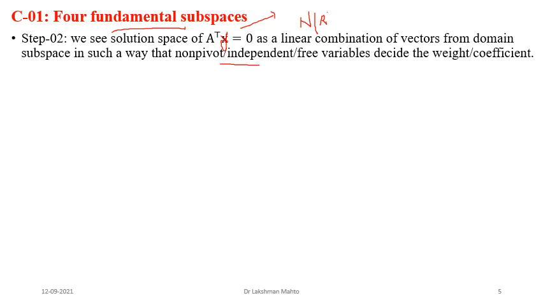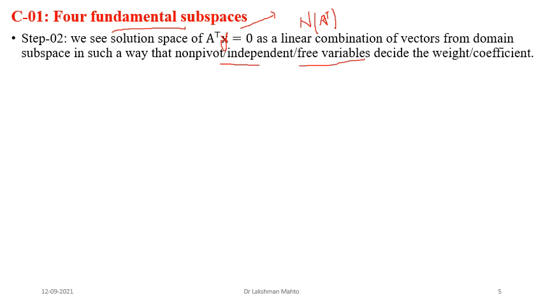So it is the null space of A transpose. The solution space of this system is actually the null space of A transpose. Remember that it is the null space of A transpose, and we can also call it the left null space of A. It is the null space of A transpose and the left null space of A. Those are just names.